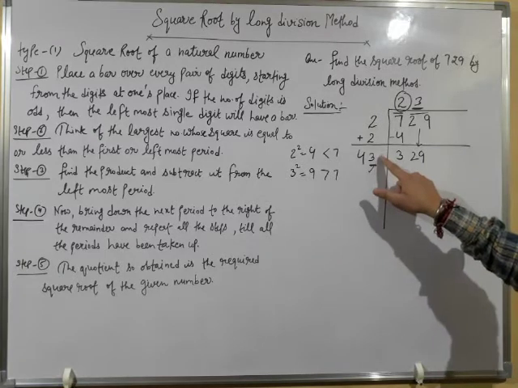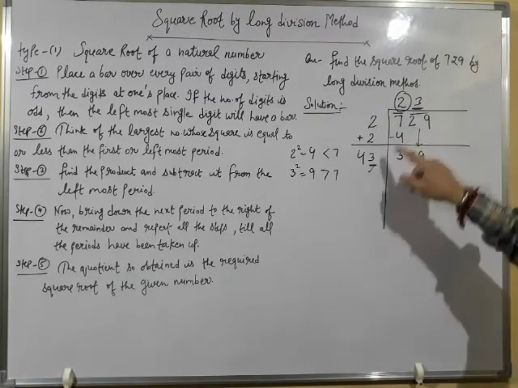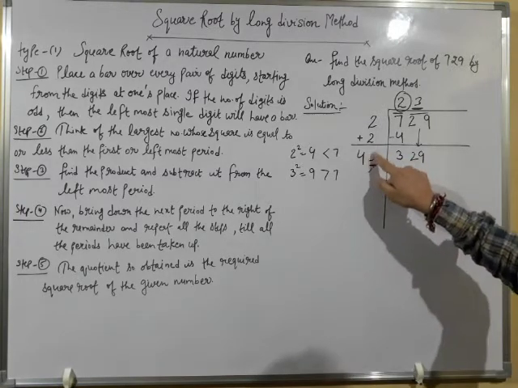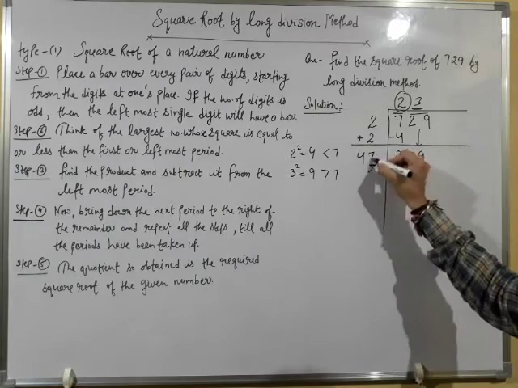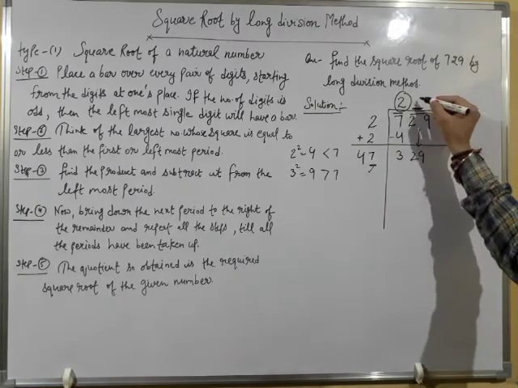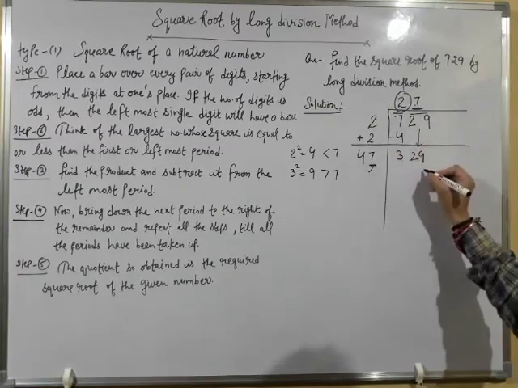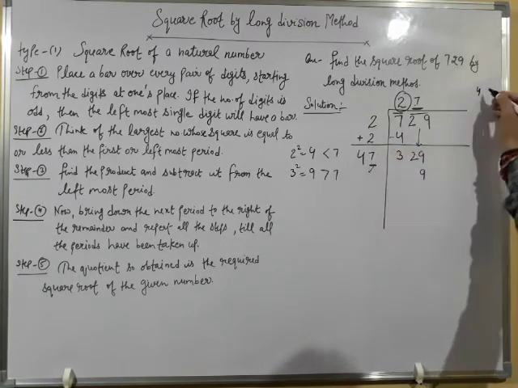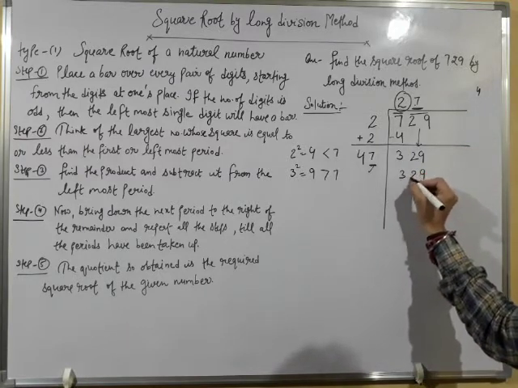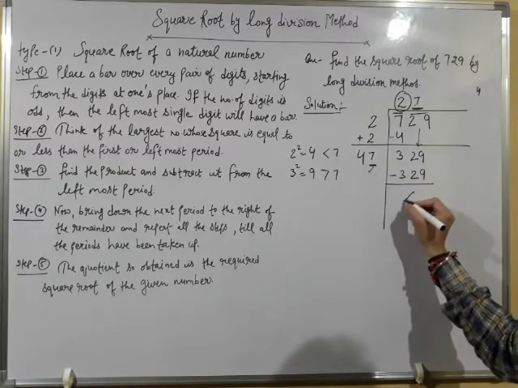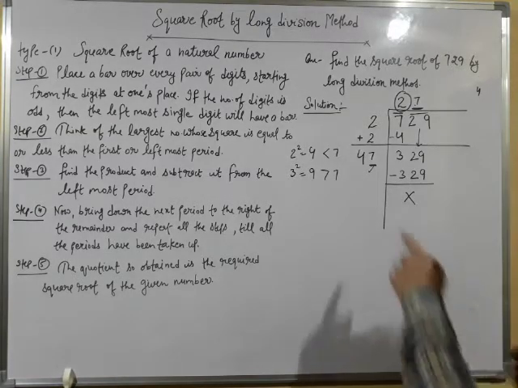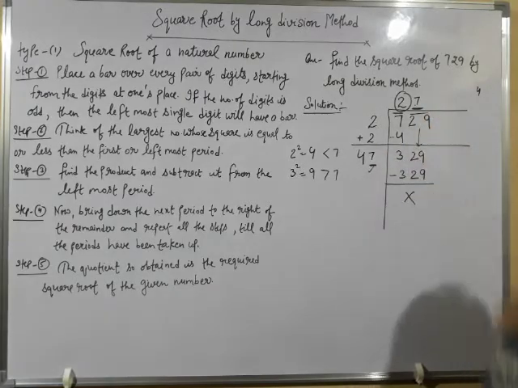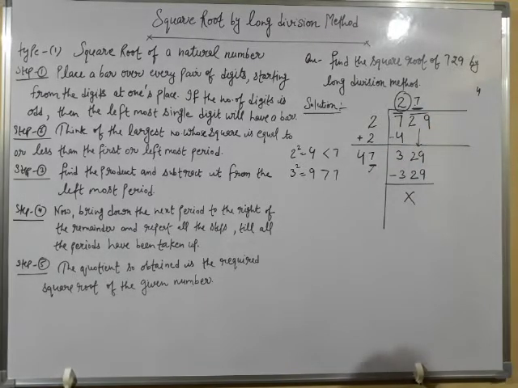So what will we do? If we multiply 43 by 3, then it will be much less than 329. If we write 7 here, we will multiply it by 7. 7 sevens are 49, carry 4. 7 fours are 28, and 4 is 32. It is completely divisible. So we will write 7 here. So 47 into 7 is equal to 329, and the remainder becomes 0.